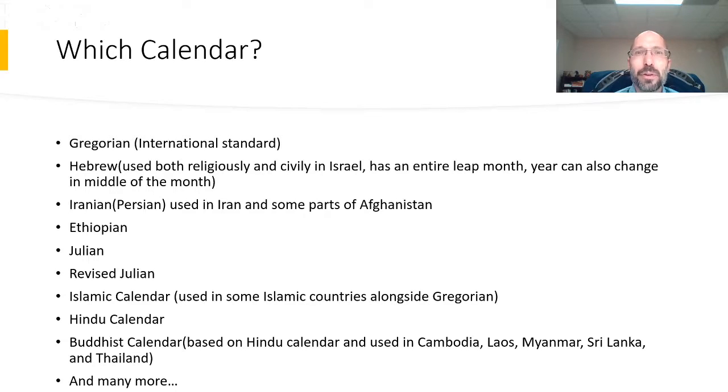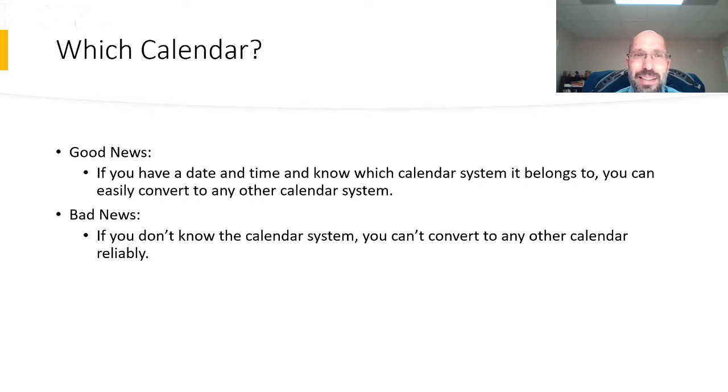But there's also a plethora of other calendars, including the Hebrew calendar, the Iranian calendar, the Ethiopian calendar, the Julian calendar, the revised Julian calendar, the Islamic calendar, the Hindu calendar, the Buddhist calendar, and many, many others. Many of these are used by different people groups around the world. Some are used civilly, not just for religious reasons or something else. So if you're writing international software, depending upon your audience, you might have to interact with some of these other calendars. Now, the good news is if you know a date time and you know what calendar it belongs to, then you can easily and reliably convert to any other calendar system. The bad news is if you don't know what calendar system your date is derived from, then you can't actually convert it or compare it to anything else reliably.